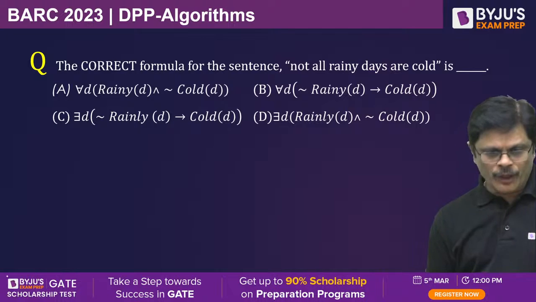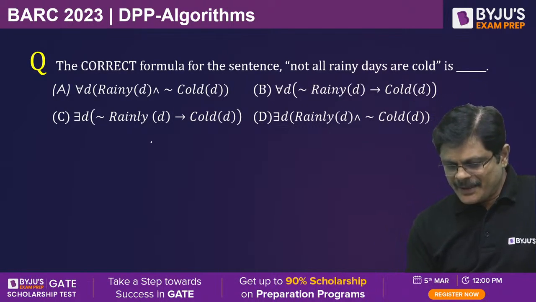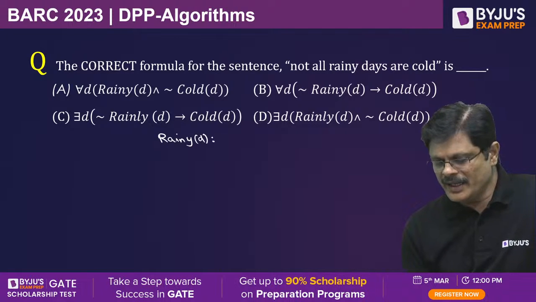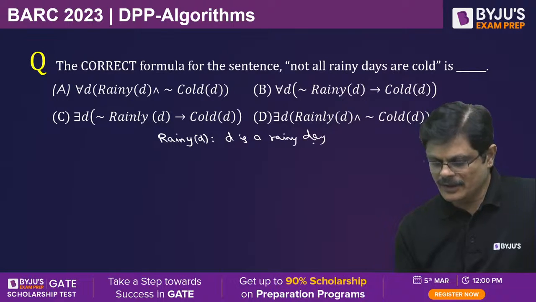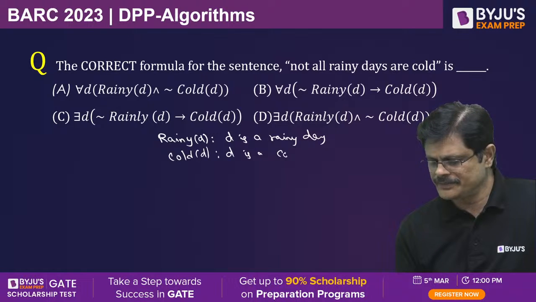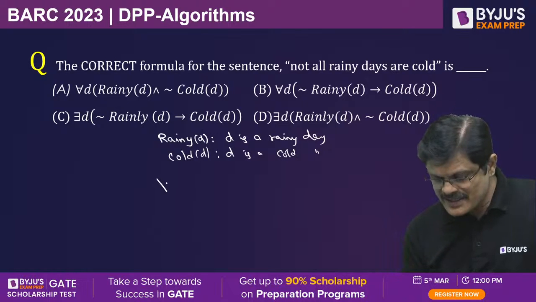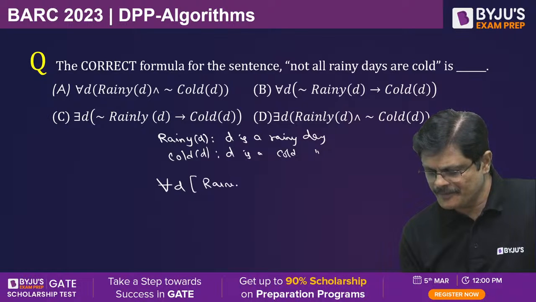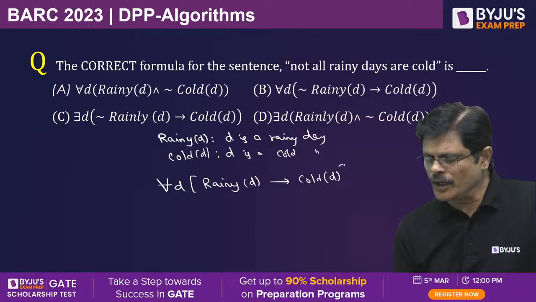So whenever you want to write in symbolic form, first of all you write down: not all rainy days are cold. See here, rainy day means D is a rainy day. Cold day means D is a cold day. Now all rainy days are cold means this. But you want to say not all.